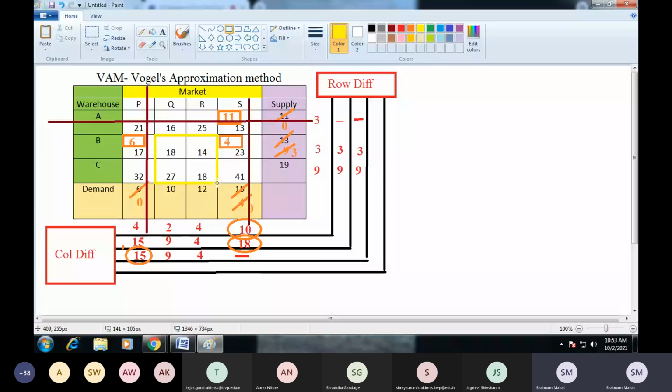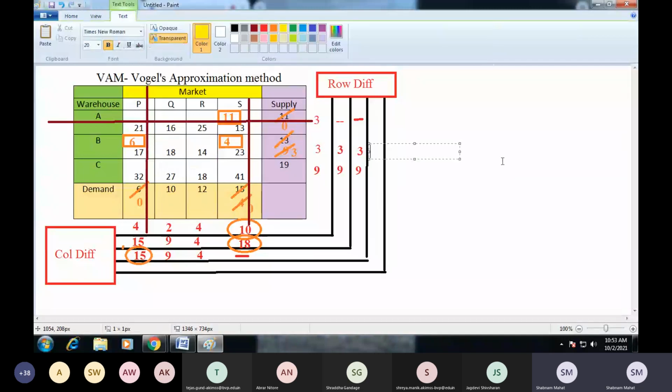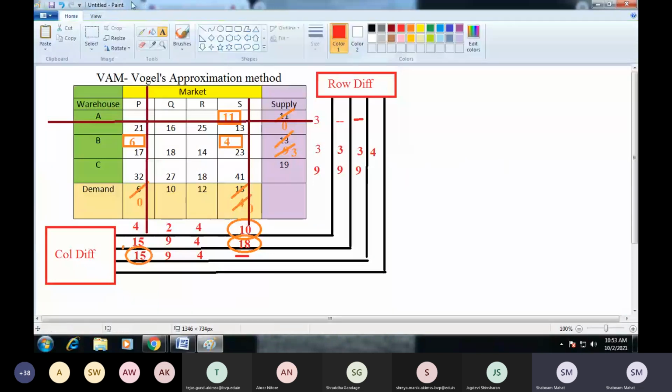My remaining part contains only 2 rows and 2 columns. If I consider my first row, there are only two values, 18 and 14. The difference between 18 and 14 is 4, which is the row penalty. So here 4 is the difference between 18 and 14. If I consider the second row, there are two values, 27 and 18, and the difference between 27 and 18 is equal to 9. So write down 9 here.